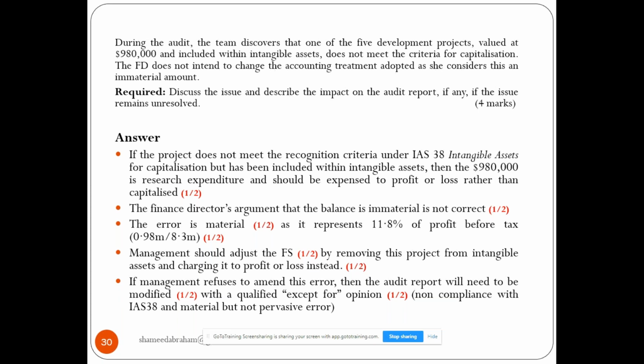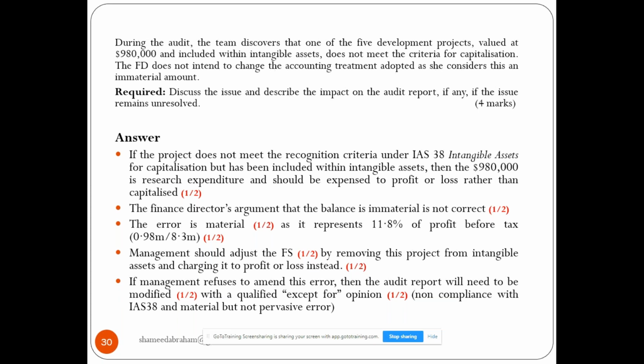I've gotten a half mark for saying material. The only thing the marker is interested in is the word material, whether it is material or not, and the calculation. Now, I'm getting more marks in the exam now to get to the correct opinion. The question said that management does not intend to change the accounting treatment.